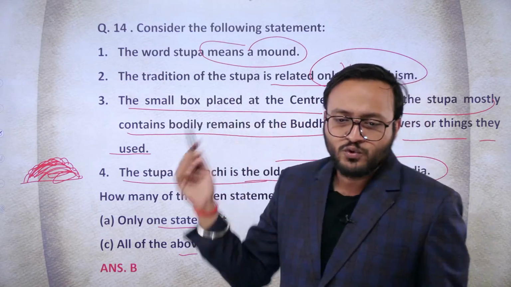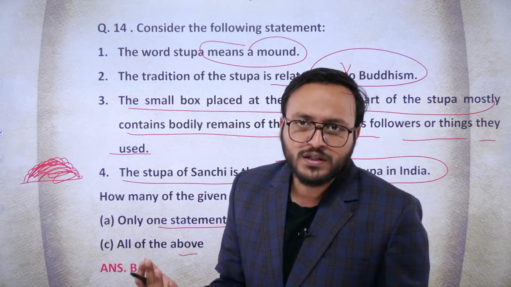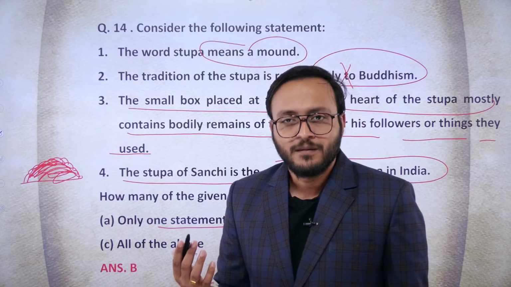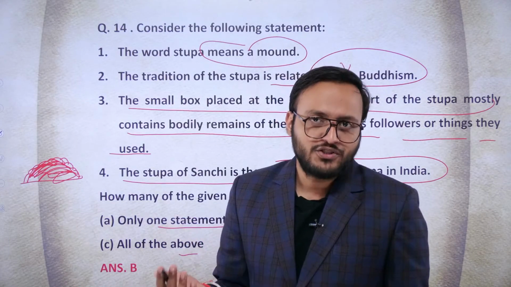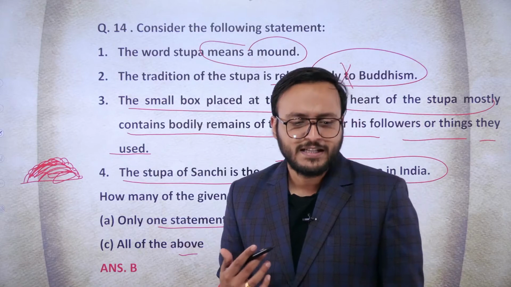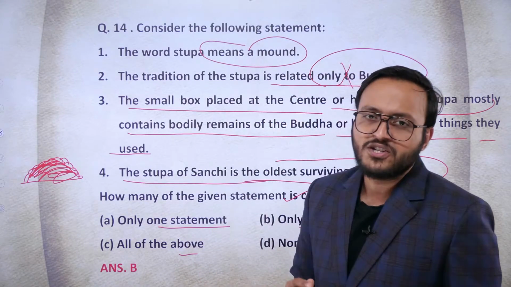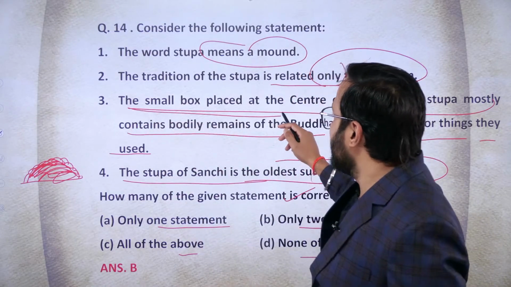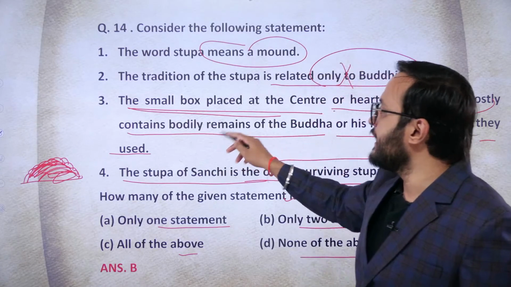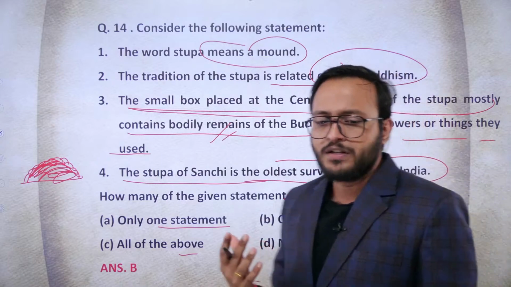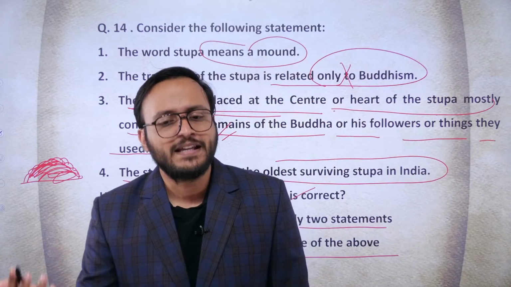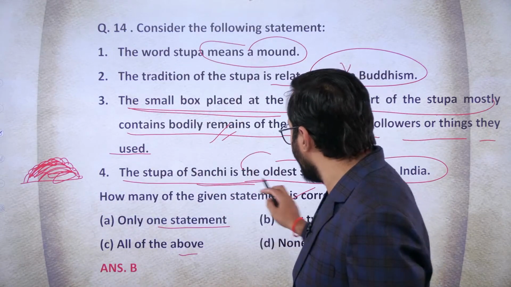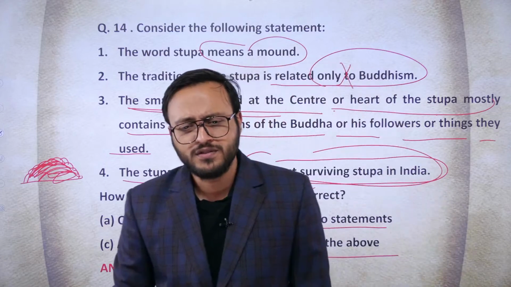No. Stupas are also found to store the dead body remains and the belongings of the various Brahmanical sages as well as the Jain Munis. So that means it is absolutely Indic in tradition, not exclusively related to Buddhism. Okay. The small box placed at the center or the heart of the stupa contains the bodily remains. Of course, that contains the bodily remains of Buddha or his disciples. Okay, everyone. Then, the stupa of Sanchi is the oldest surviving stupa in India. Of course, that is correct.